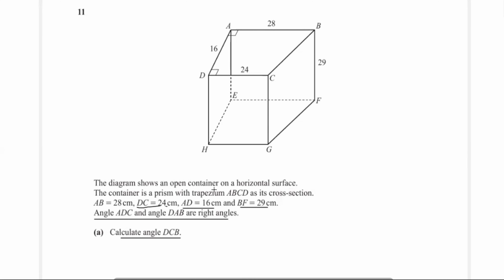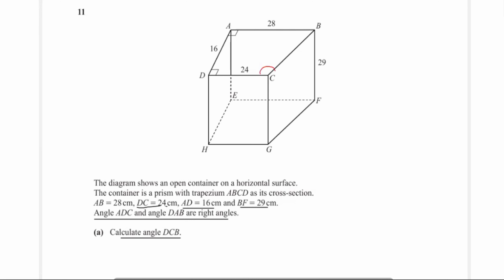Number 11. The diagram shows an open container on a horizontal surface. The container is a prism with trapezium ABCD as cross section. AB equal to 28, DC 24, AD 16, BF is 90.29 centimeters. Angles ADC and DAB are right angles. Calculate DCB. Now you see here, this is the angle DCB we have to find.